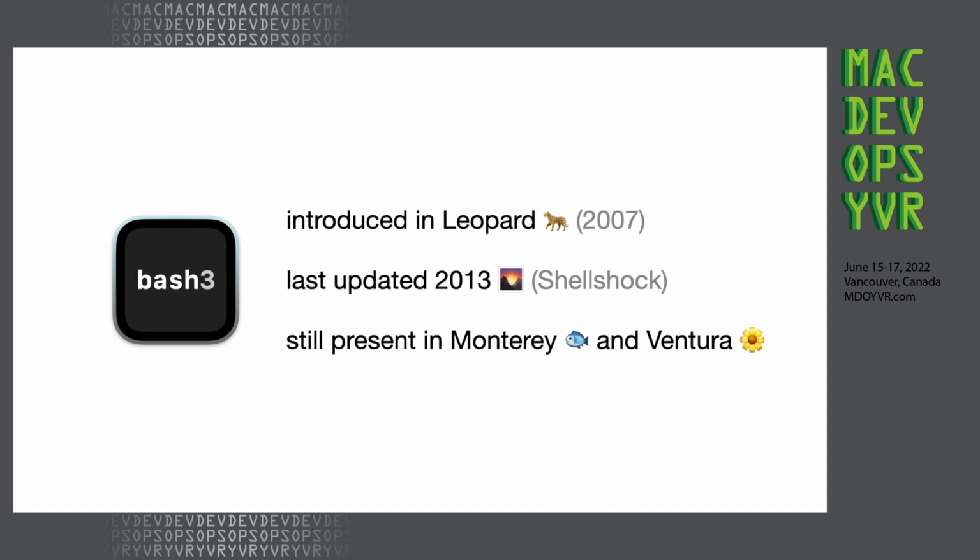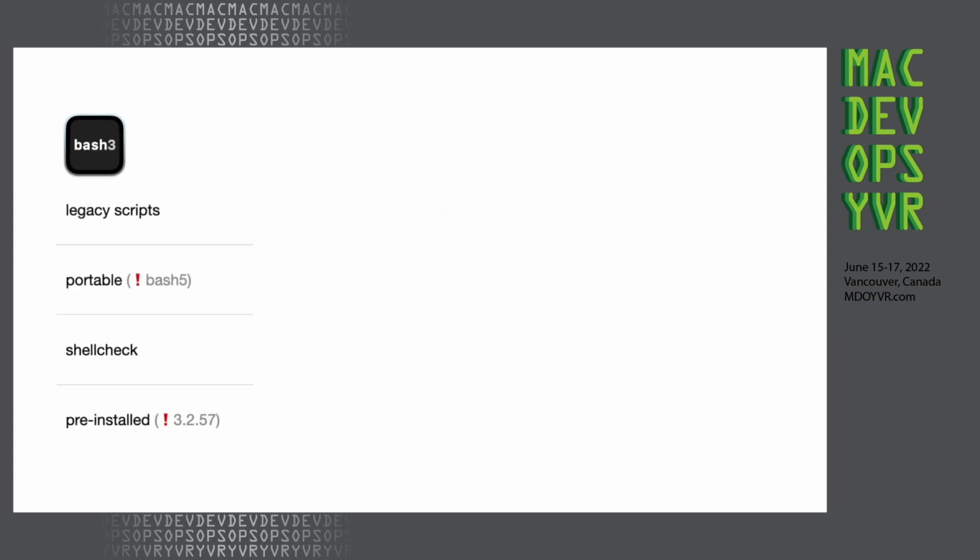So bash 3, which is still shipping with Monterey and Ventura, was introduced in Leopard. So it's a 15-year-old binary. And it was last updated in 2013, and it was just a security patch for the Shellshock vulnerability. We're looking at some really old code here, and that's not necessarily a bad thing. It means it's stable, it means it's reliable, but I dread the day where somebody finds another security vulnerability in bash 3.